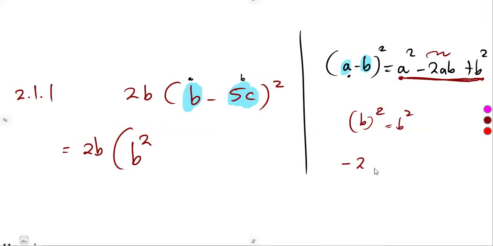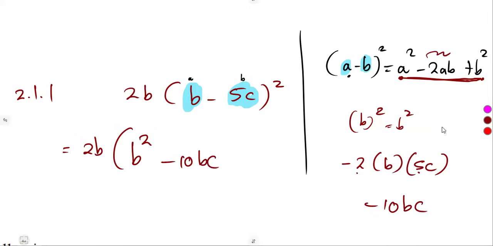So it's minus 2 times our A, which is the first term, which is B, times the last term, which is what? Which is 5C. If we multiply minus 2 and 5, that's minus 10BC. So this is going to give us minus 10BC plus the last term squared. Our last term is what? 5C. So it's going to be (5C) squared.